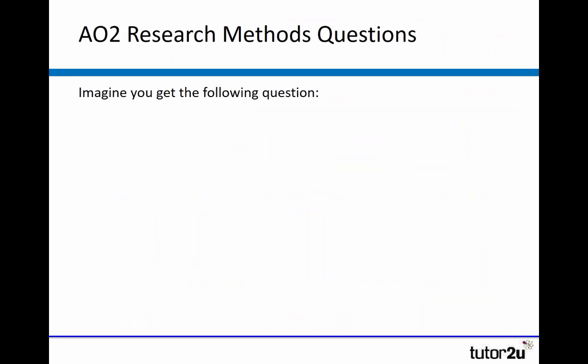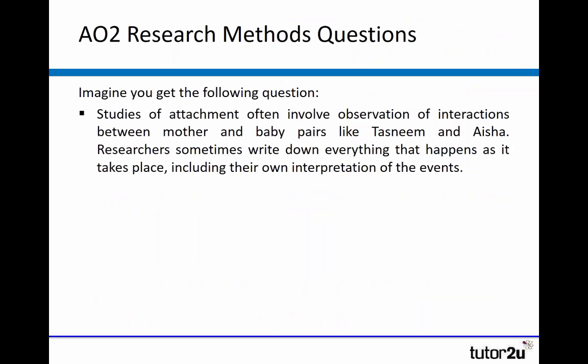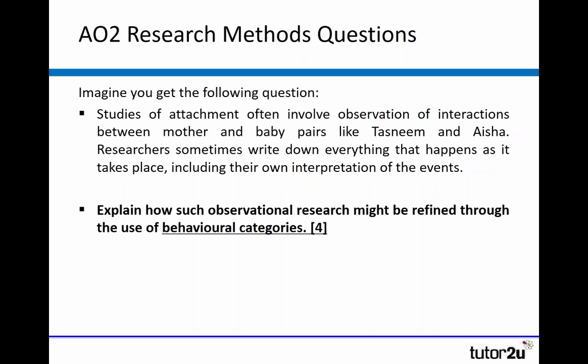Final research methods question I want to show you, a little bit easier than the last one. I'll give you the extract again. Studies of attachment often involve observations of interactions between the mother and the baby, like Tasneem and Aisha. So going back to our earlier example, researchers often write down everything that happens, including their own interpretation of the events. The question that goes with this one, again quite tricky: explain how observational research might be refined through the use of behavioural categories.